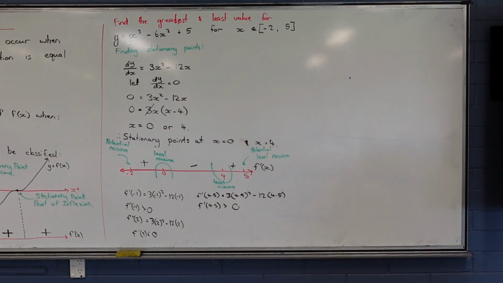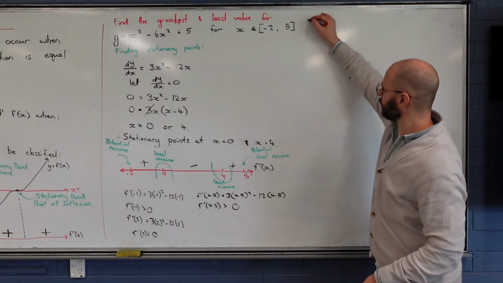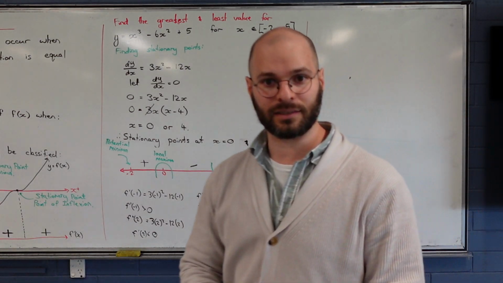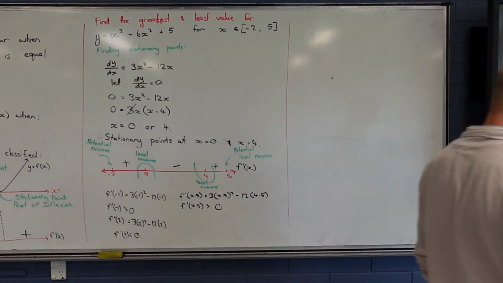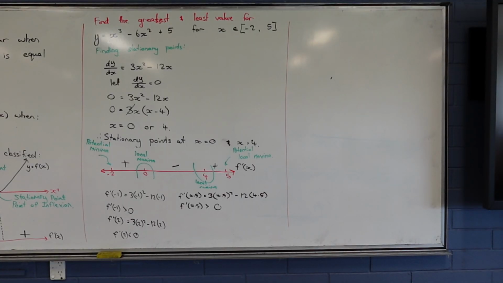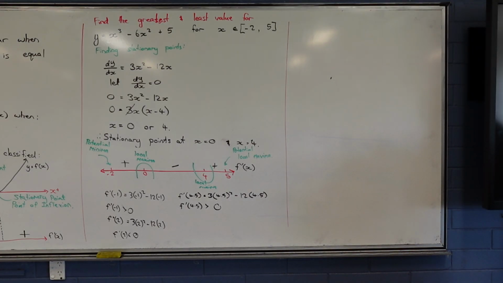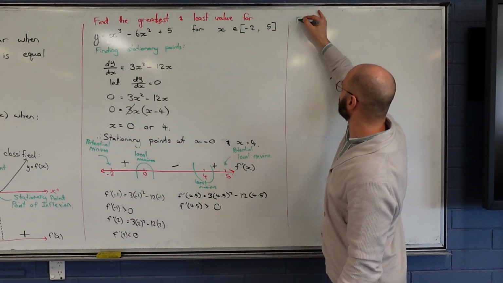How might we find the greatest? Any ideas? Isn't that just a local maximum? The greatest value is going to occur at the potential maxima and the local maxima. So what should we do to find out which one's bigger? Substitute both into our initial equation. Indeed. Okay, so finding maxima.